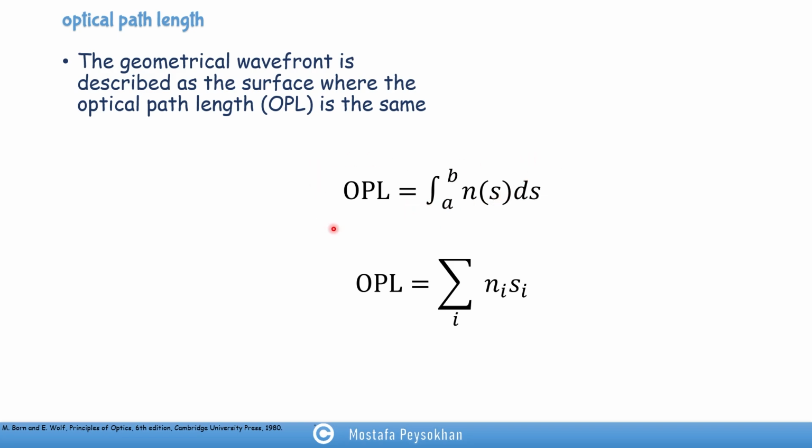So this is for continuous material, when the refractive index is continuously changing. But for discrete material, where the refractive index is changing discretely, you just need to multiply n, the refractive index of each segment, times the thickness of that segment, and take the sigma over all the different lenses. Now let's look at one example to understand it better.